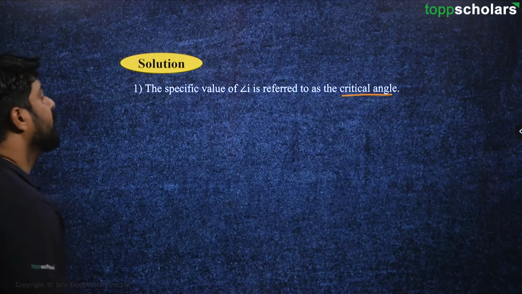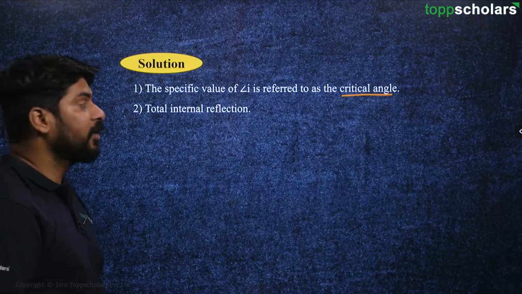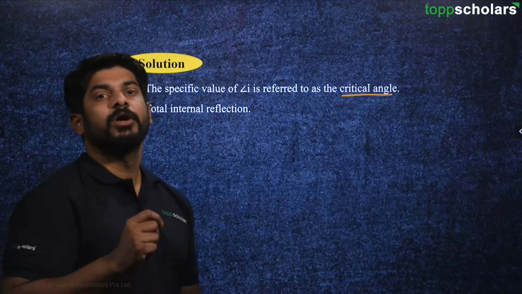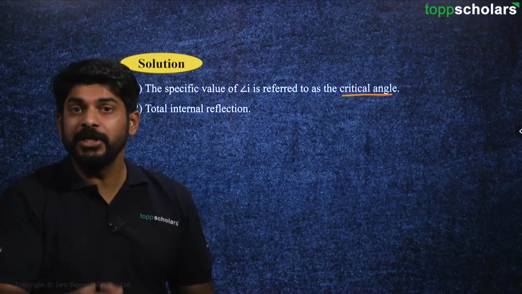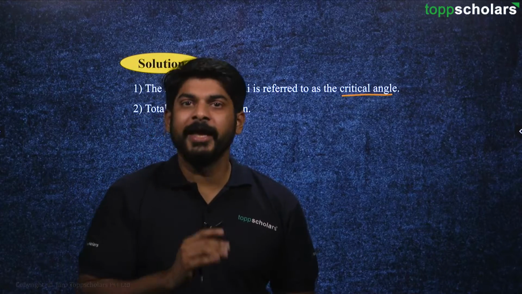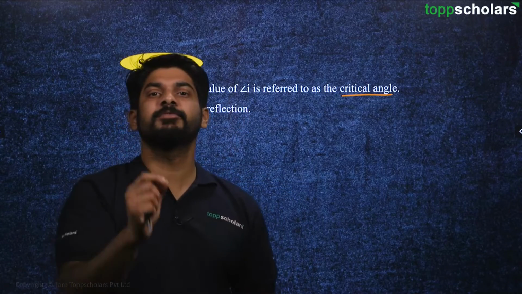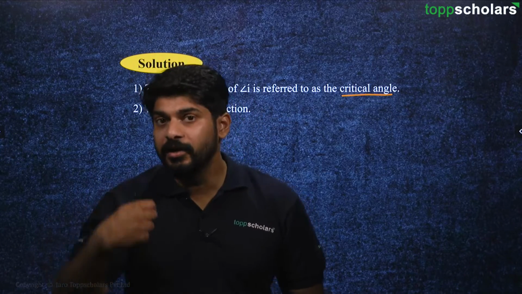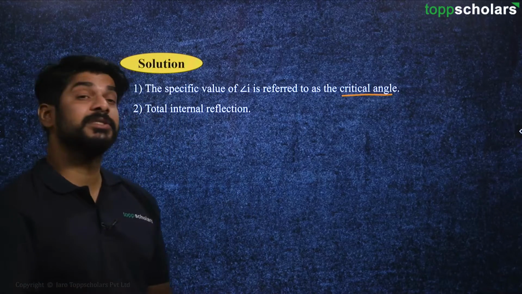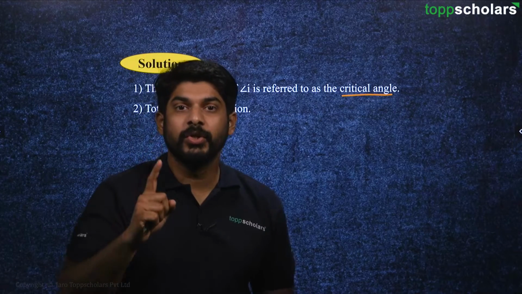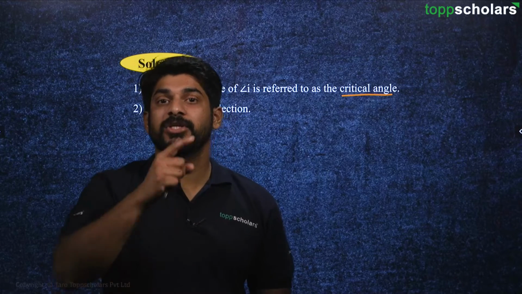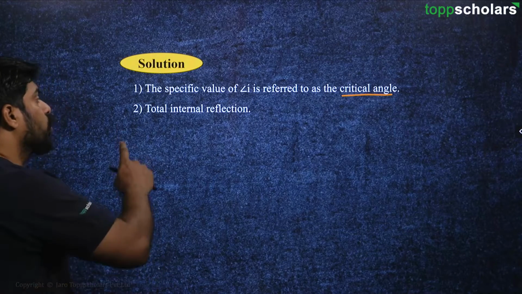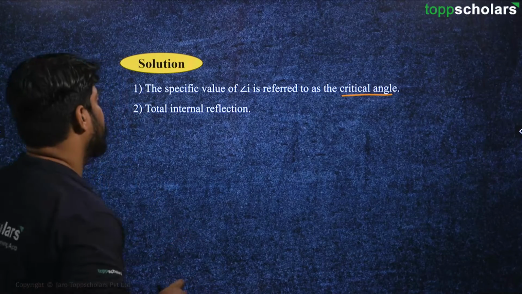Then next, total internal reflection. So this phenomenon is basically called as total internal reflection. That means when the light is traveling from a denser medium to a rarer medium, then if the angle of incidence is nearly equal to critical angle, or let's say greater than critical angle, then in that case the light does not refract outside, it just reflects inside the medium itself, and this phenomenon is called as total internal reflection.